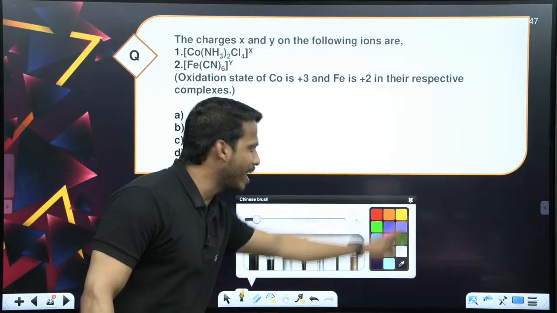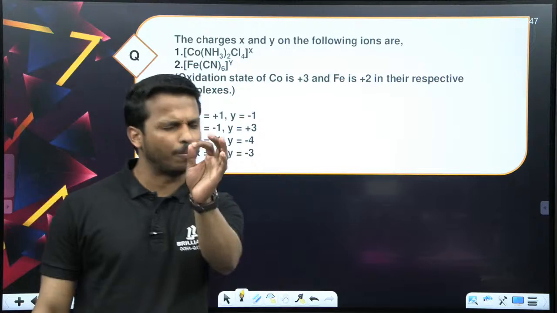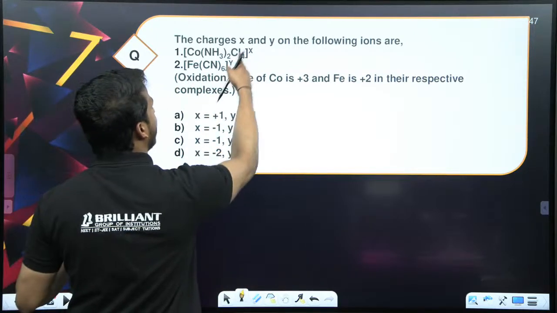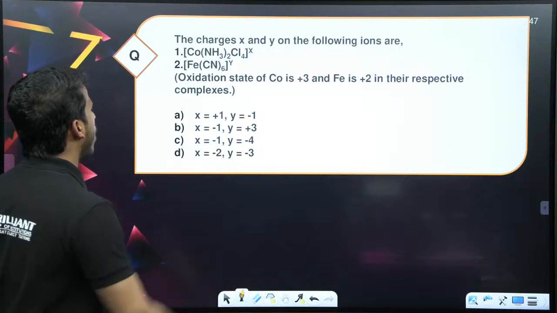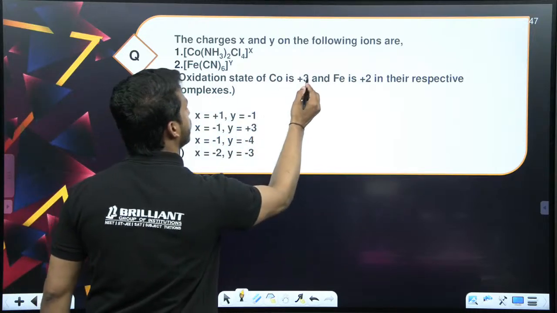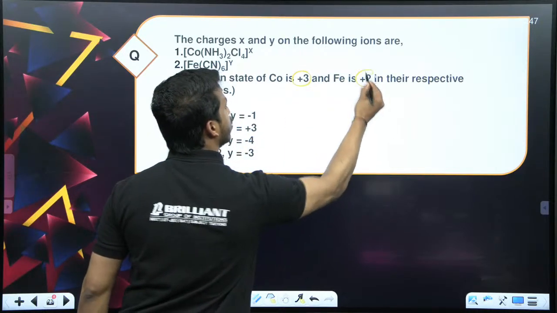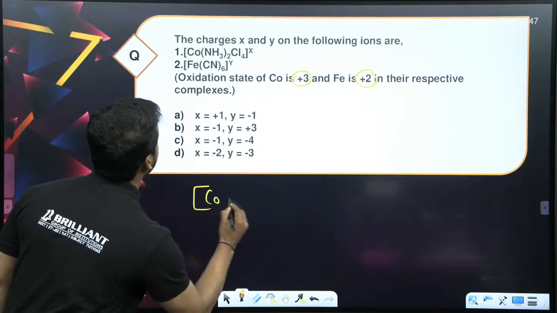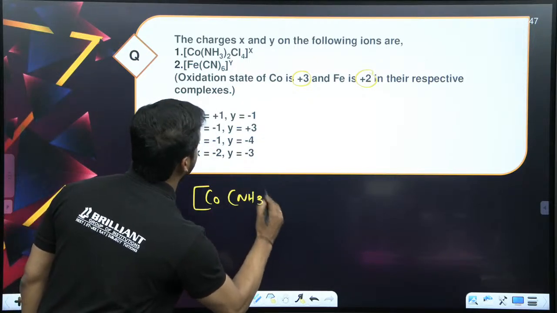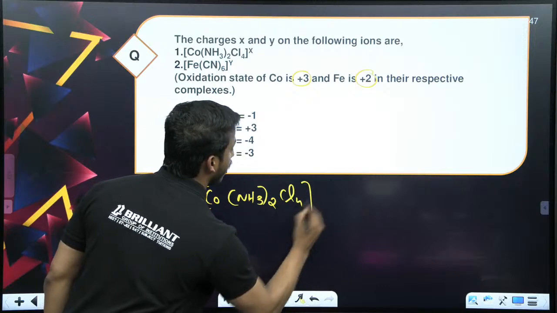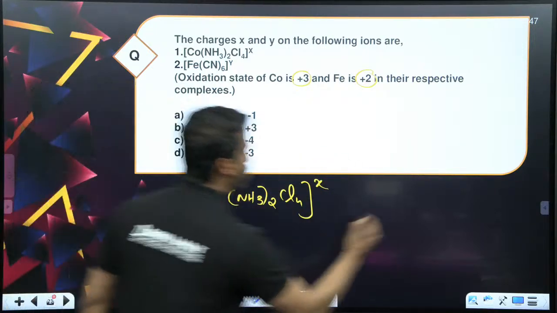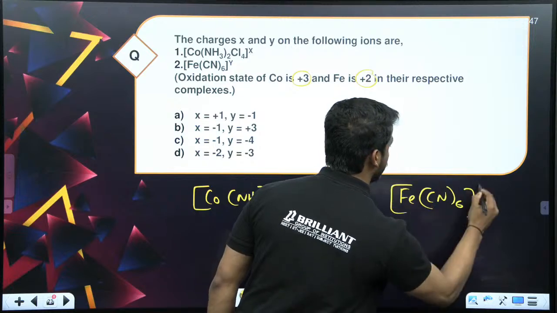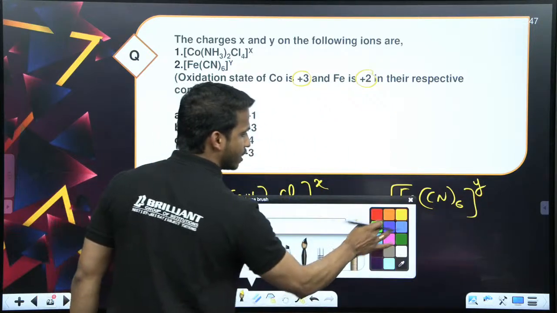Dear all, this is another tricky question. Tricky in the sense, a simple one, a small tricky question. The charges X and Y on the given ions. The oxidation state of cobalt is +3 and iron is +2 in their respective complexes. They have given cobalt, NH3 twice, Cl4 with a charge X. Another one is Fe(CN)6 and the overall charge is Y. What is this value?